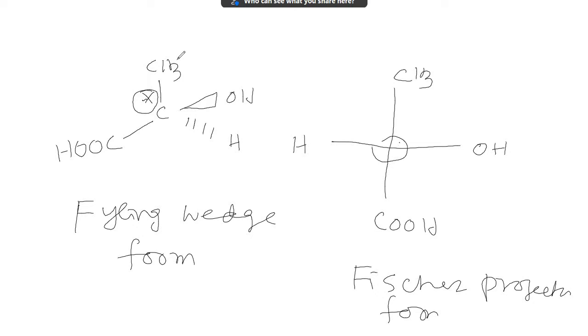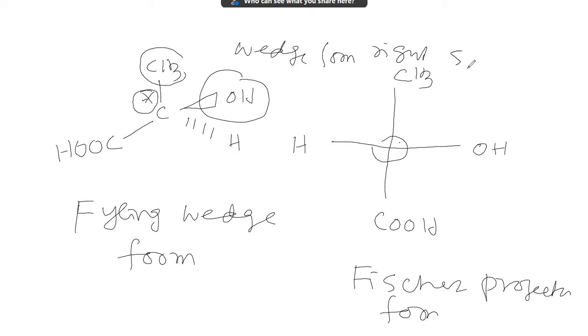Next part, what I want to tell you: CH3 and COOH, it is on the top of the plane. This is in the plane. Now, wedge form should be on the right side of the vertical line. Remember, wedge form should be on the right side of the vertical line. And dash form would be on the left side of the vertical line. This is the way of representing a three-dimensional structure in two dimensions.